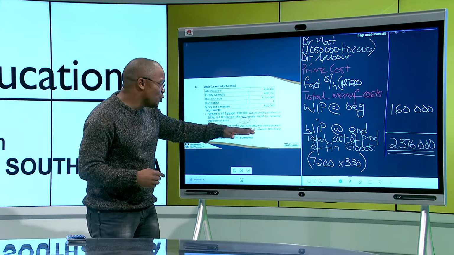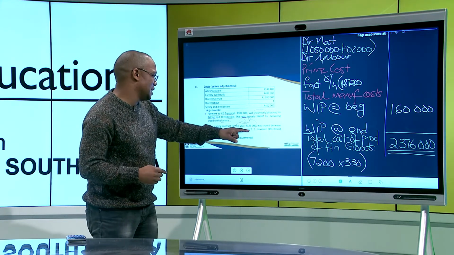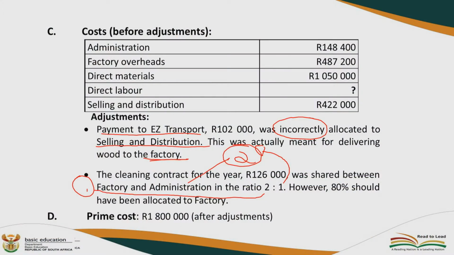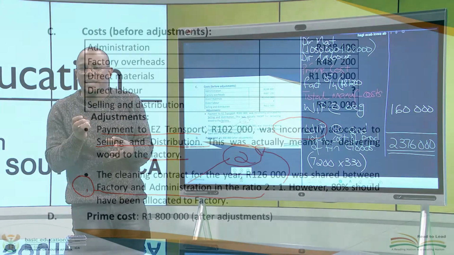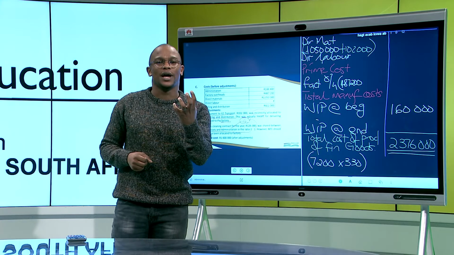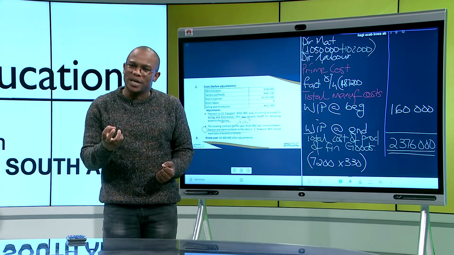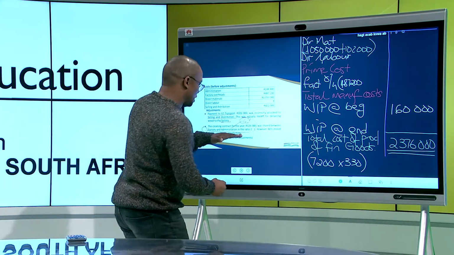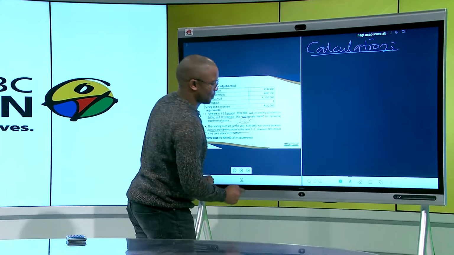Remember, they say 126,000 was shared between factory and administration in the ratio 2:1. Then it continues, they say, however, 80% should have been allocated to factory, meaning the 2:1 formation was incorrect. So you must rectify it so that it can be your 80% as well as your 20%. We are rectifying that. Let's check then, my dear learners. All in all, it was 126,000.